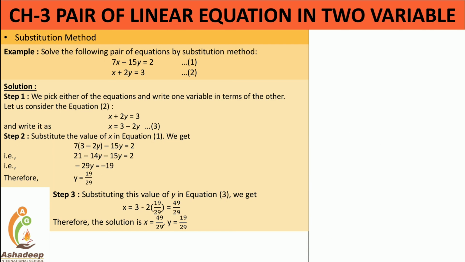So here is minus 19. Now the minus signs cancel from both sides. Now 19 from the numerator goes to the denominator. So y is equal to 19 by 29.